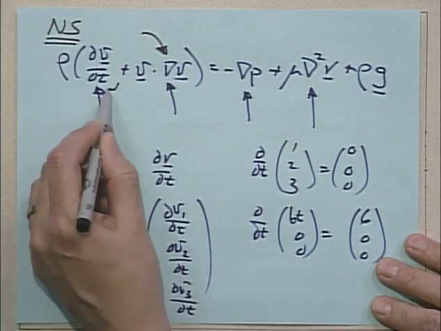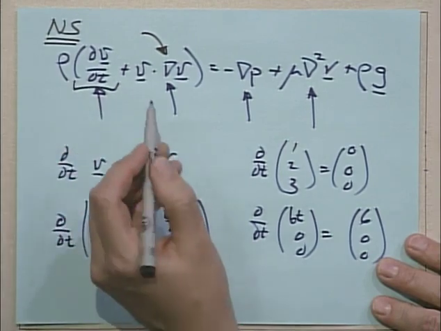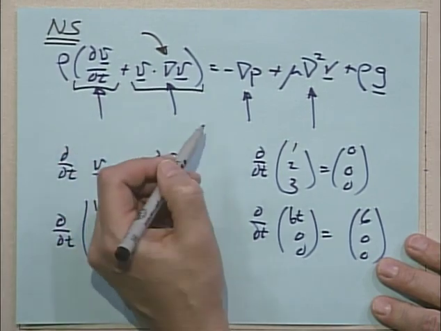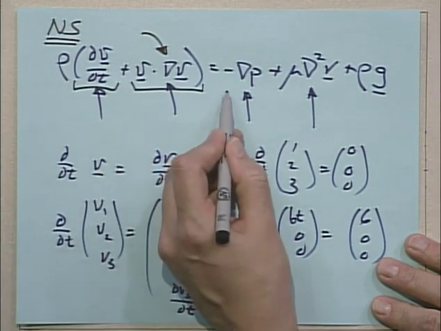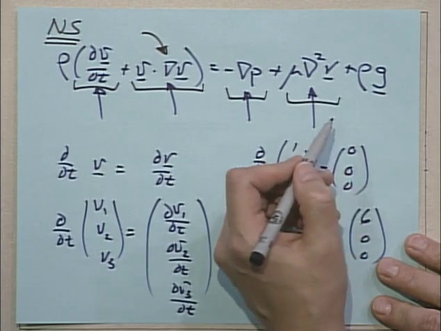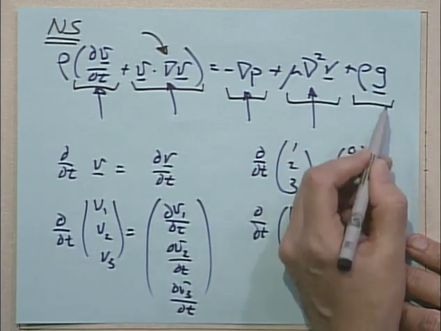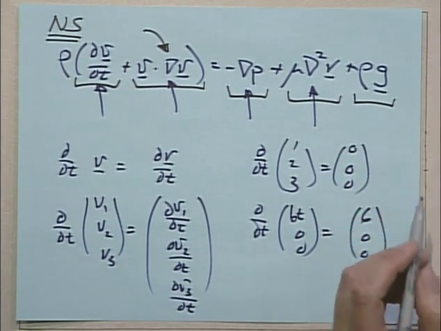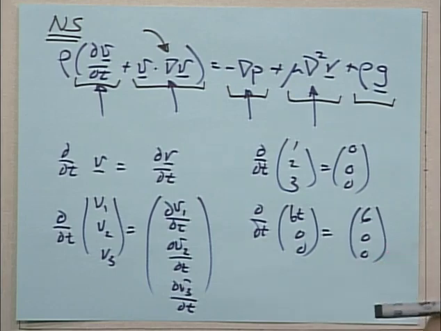This term is the rate of change with time term of the momentum balance. This is the flow in minus flow out term. This is force due to pressure. This is momentum transfer due to viscosity. This is force due to gravity. And they're all just going to come from putting that physics into the equation.